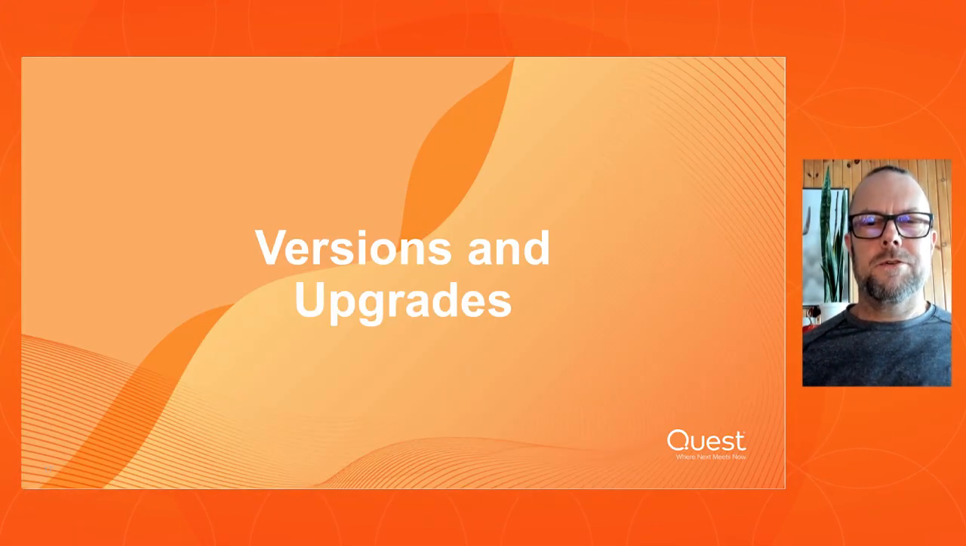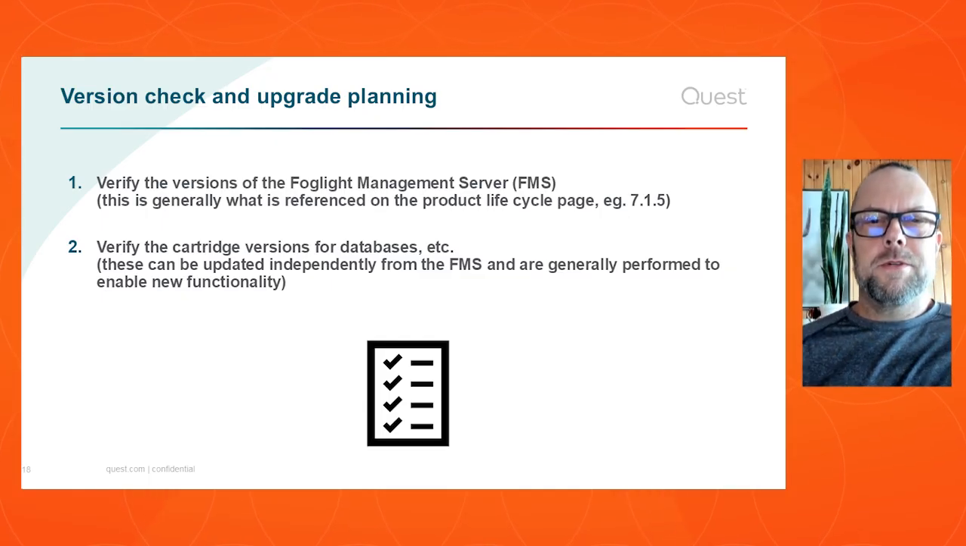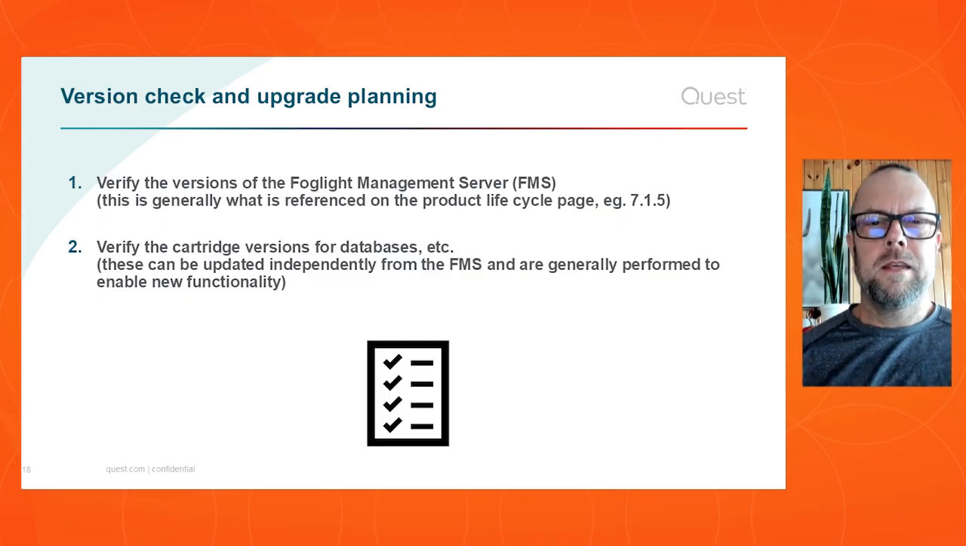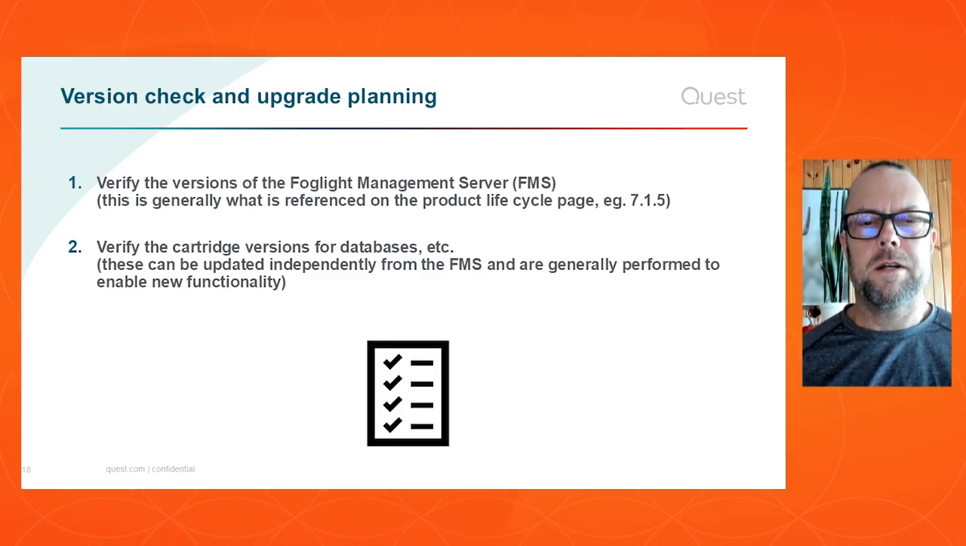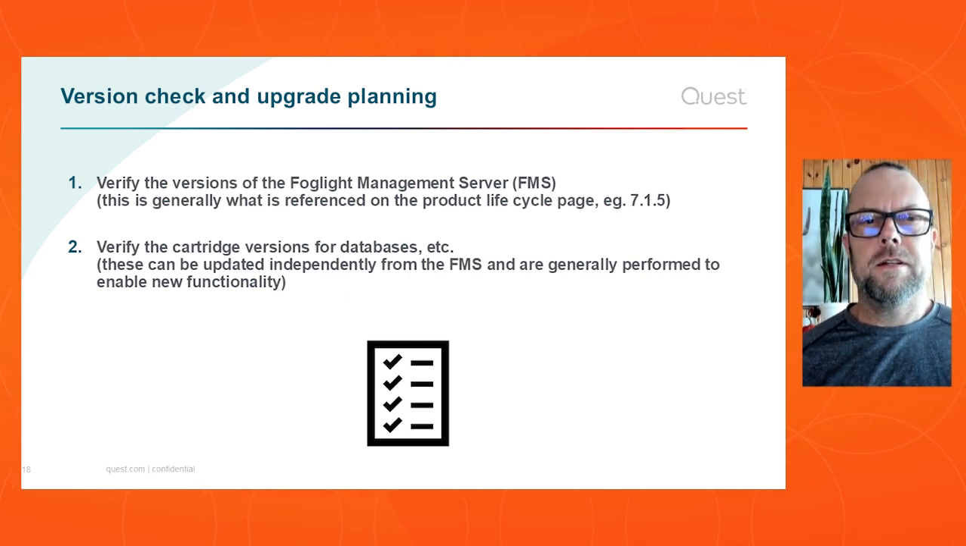We'll take a look at versions and upgrades and planning for those specifically. The management server version is found typically on the administration page, and that's what you are looking for and what's referenced on that product lifecycle page on support. You also should verify the cartridge versions for the databases, and sometimes you may update these independently from the server, the FMS, and that would be done if you're enabling new functionality and things like that.